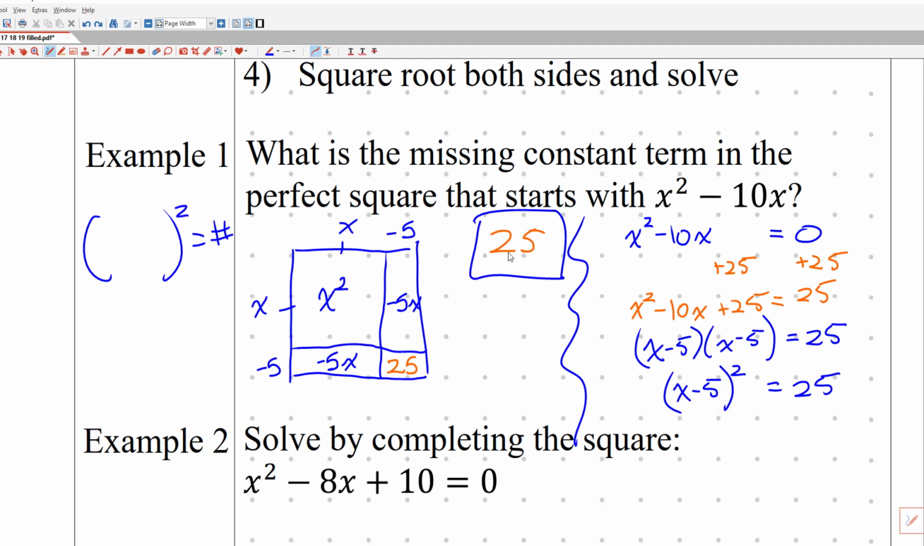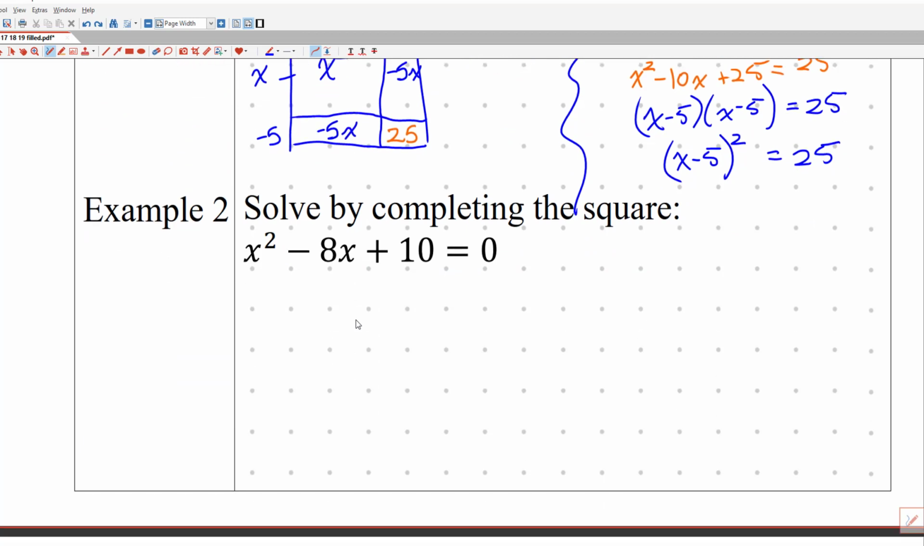And the reason why this constant term is so important is because it actually makes this little picture over here a square. So I feel like I'm being maybe too redundant and taking too long to explain this, but let's go on to example number 2.